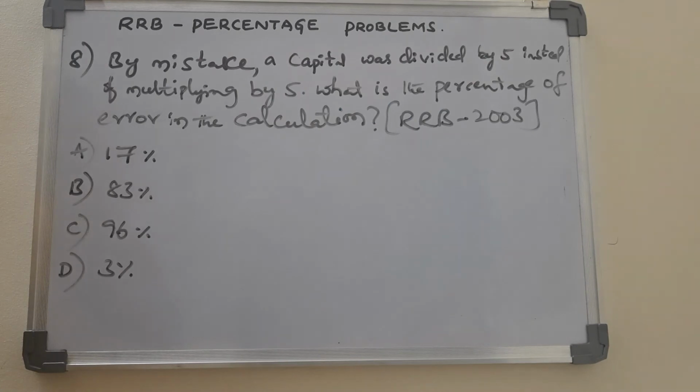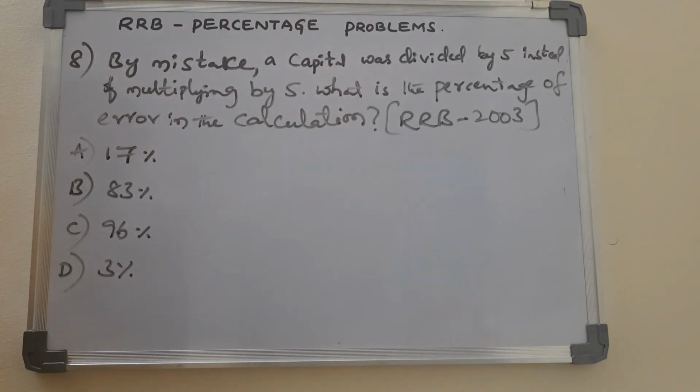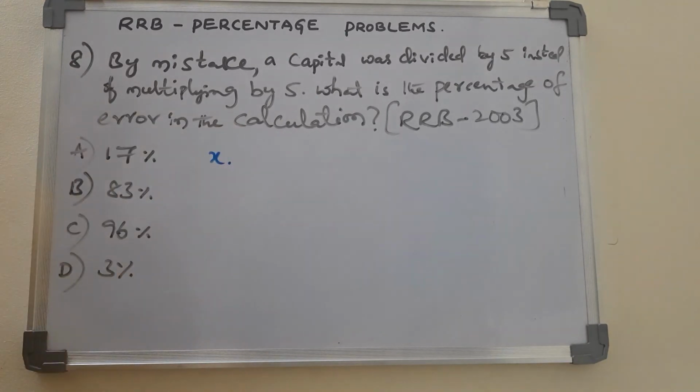Look at this 8th problem. By mistake, a capital was divided by 5 instead of multiplying by 5. What is the percentage of error in the calculation? This problem was asked in 2003 RRB examination. Four percentage options are given. We need to find out the error percentage. Okay, by mistake, a capital was divided. We don't know the capital, so consider that capital as X.